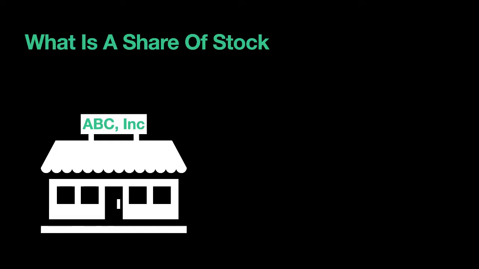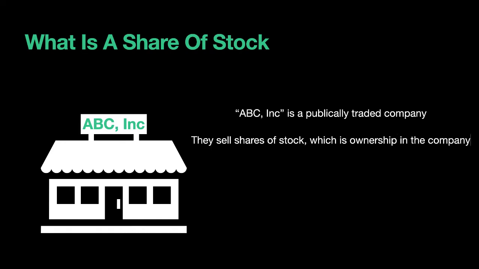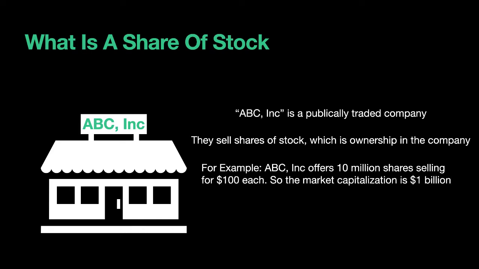So let's take a look at what exactly is a share of stock. If we have a hypothetical company called ABC Inc. and let's say that they're a publicly traded company, what does that mean? Well, that means that they're allowed to sell shares of stock, which is direct ownership in the company, to the open market, right? So public investors like you and I can go ahead and buy shares of stock, which represent direct ownership of that company.